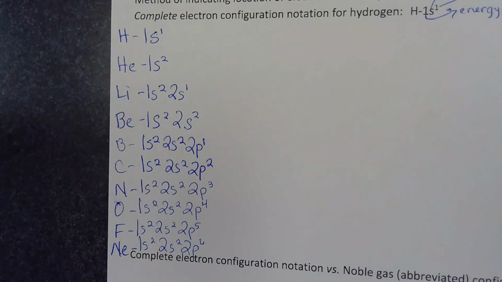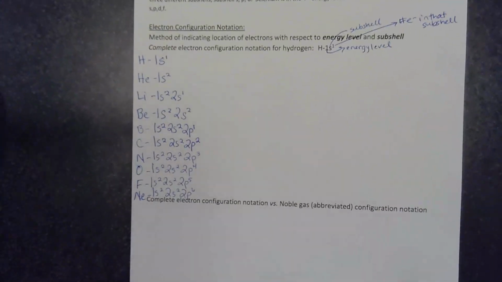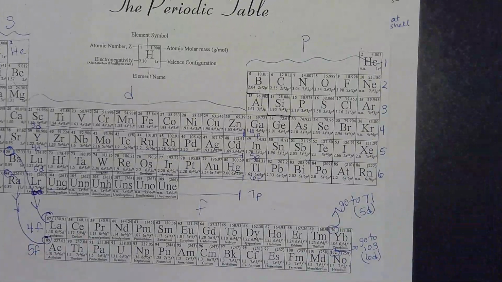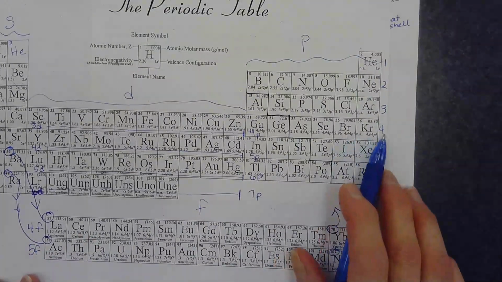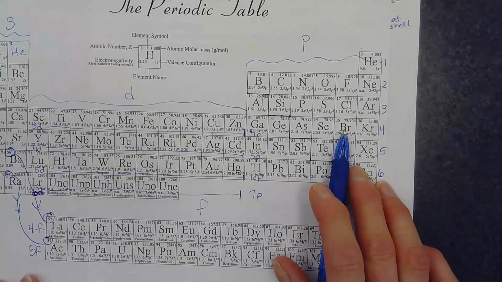All right, let me ask you some questions. What is the last configuration notation for bromine? I want to see if you really know what you're doing. So here's bromine. Its fourth energy level, P subshell, 1, 2, 3, 4, 5. Yes or no? Does that make sense?